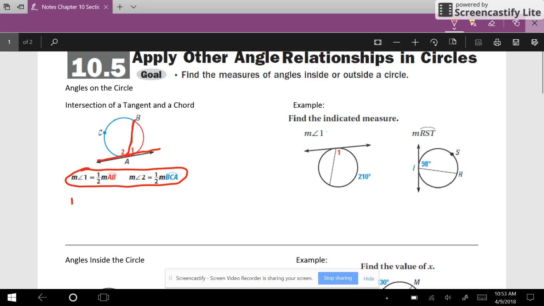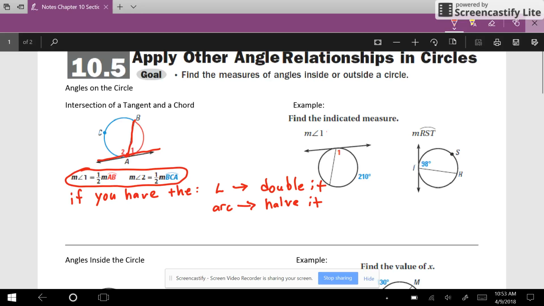So keep in mind, if you have the angle, then you're going to double it to find the arc. If you have the arc, then you're going to half it to find the angle. So the angle is half of the arc.